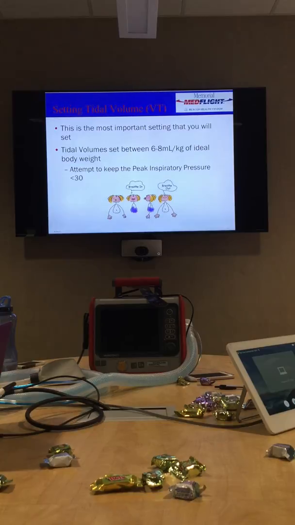There's 6 to 8 milliliters based on ideal body weight. If we do this incorrectly, let's say that we set it too low, we're going to hypoventilate our patients. If we set it too high, then we can cause barotrauma and some other bad things that we don't want to happen. And basically you want to attempt to keep your PIPs less than 30 is kind of the goal, I think, depending on what's going on with your patient.